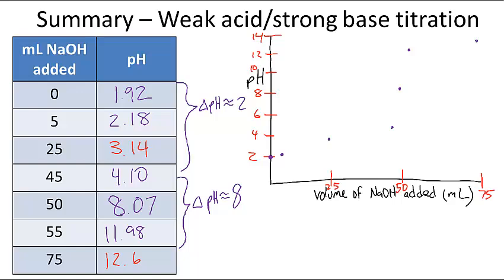If I smooth that out, what would it look like? It looks kind of like this. Rising slowly, slowly, slowly, jump. And then leveling off. I missed my last point, but you get the picture.